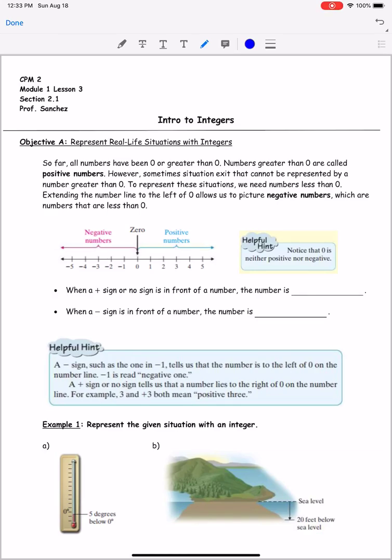This is Module 1, Lesson 3 over Section 2.1, Intro to Integers. So Objective A is to represent real-life situations with integers.